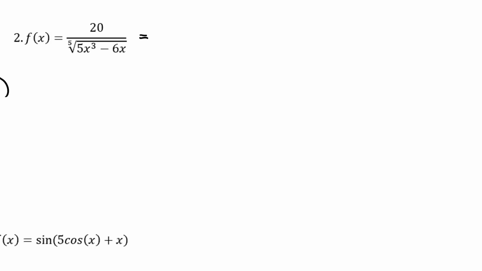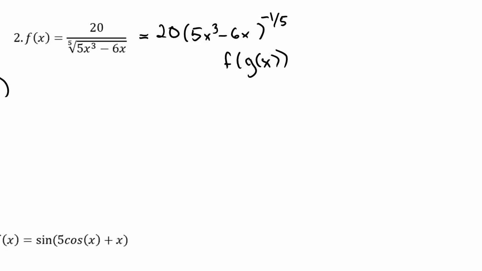For number 2, we have to rewrite. So that fifth root is the same as saying 1/5 exponent, and then when we bring it up top, it's going to be the negative 1/5 power. So we've got our inside function here being the 5x cubed minus 6x. So we've got 20 g of x to the negative 1/5.